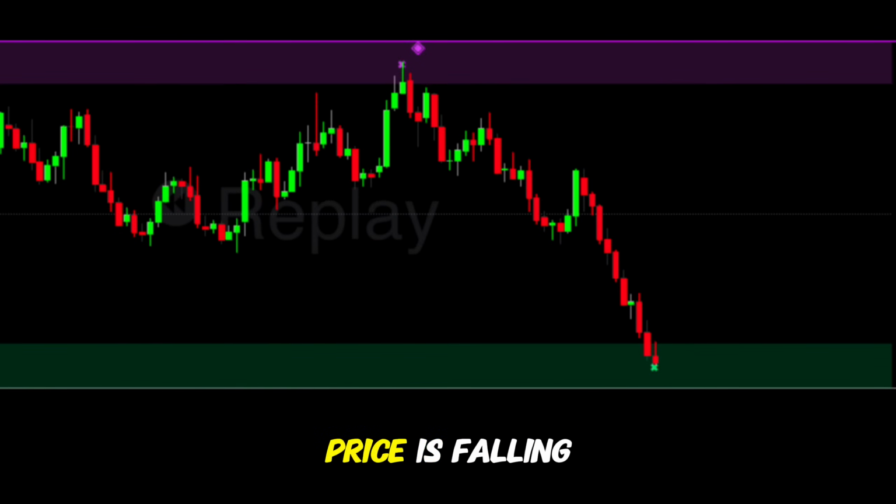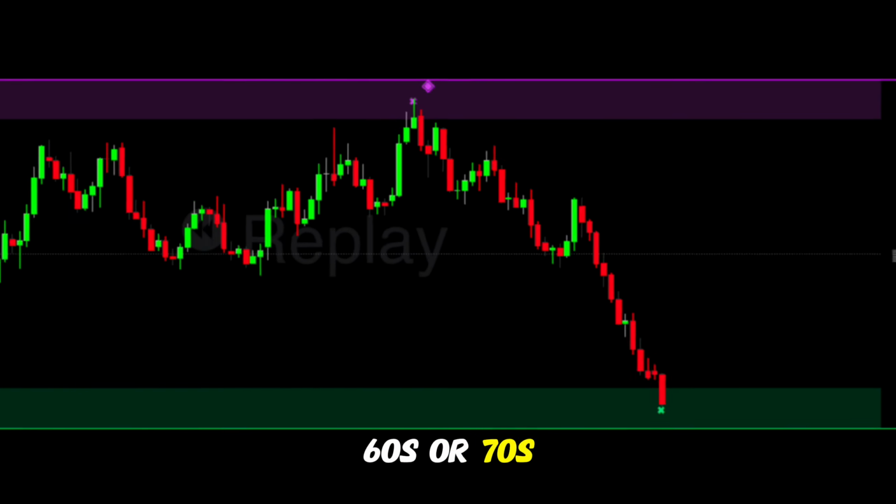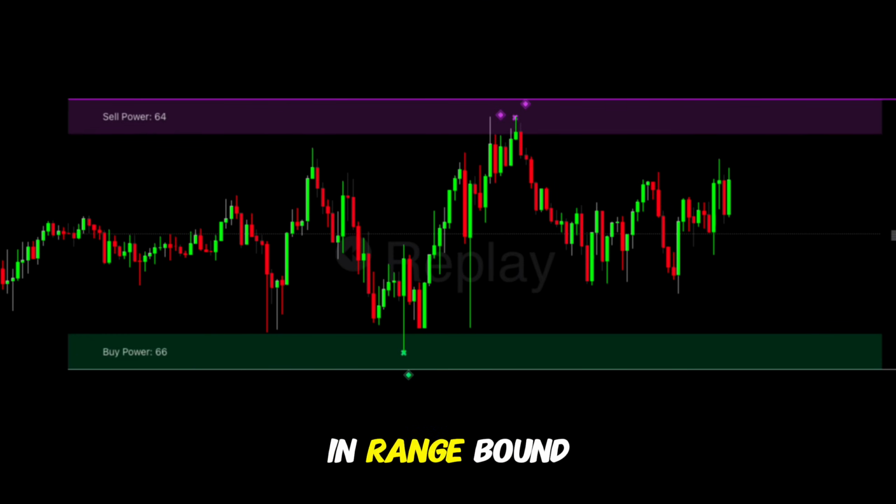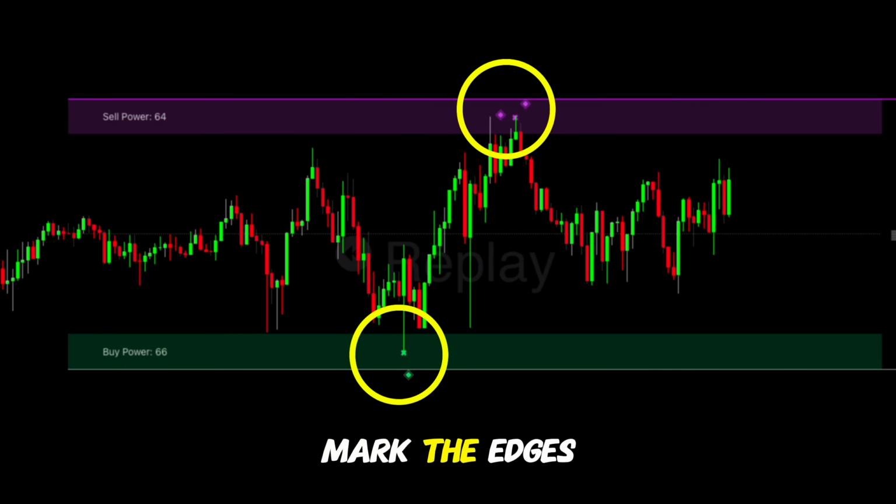Another example, price is falling and enters a green buy power zone with a score in the high 60s or 70s. If you see price slowing down and forming rejection candles inside that zone, it can be a high probability spot to enter a long trade. Your stop loss would go just below the zone, and your target could be set to the next resistance level above. One more situation. In range-bound markets, these zones often mark the edges of the range.